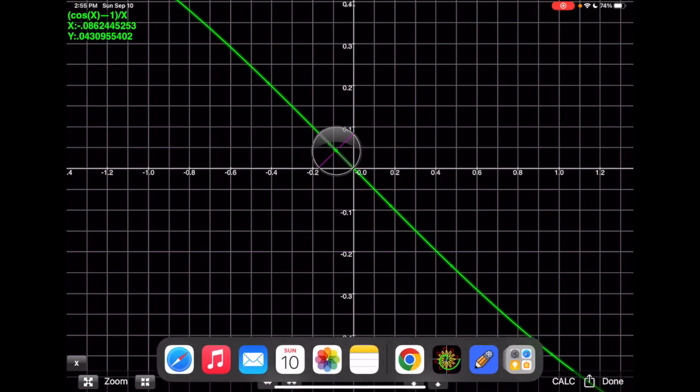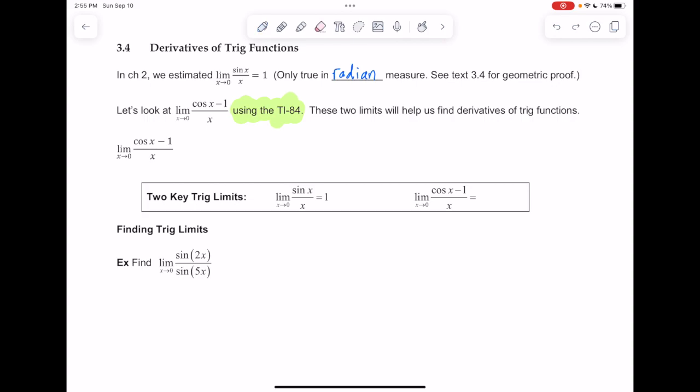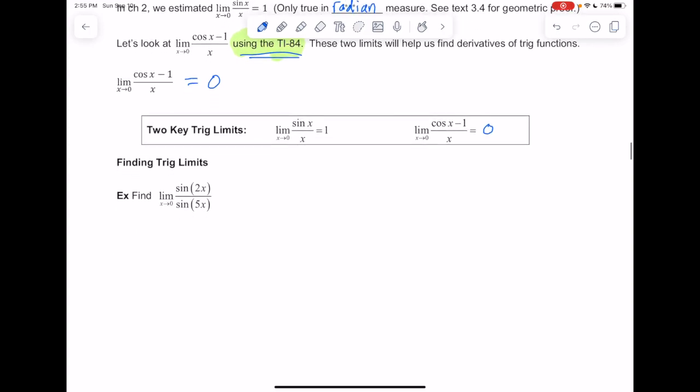So let's go ahead and head back to the notes and fill that in. So we're going to put equals 0 here. One of the things we do want to keep in mind is when you find it using the TI-84, you're just estimating it. But it does turn out there's a geometric proof that we could look at in the textbook as well that does end up saying that that is equal to 0, not just as a guess, but more as a solid proof.